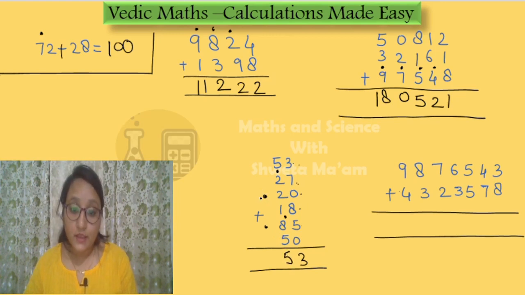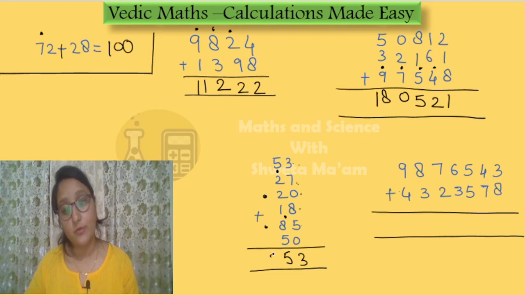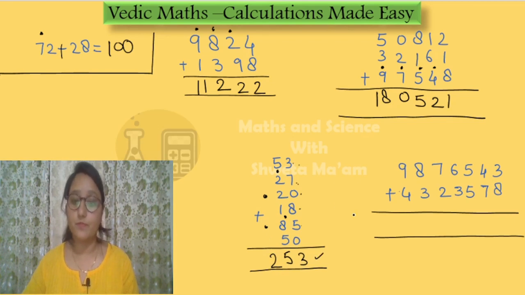Now here we have only dots, no digit that we need to add. So we need to count the number of dots, and as many dots as are here, we need to write it over here. We have 2 dots here, so we will write 2 over here. This is our answer. Let's see the next one.